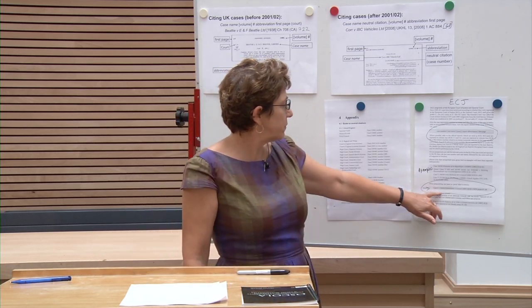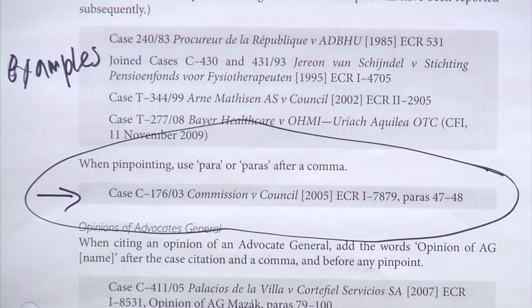So this example, C-176/03 is the 176th case going into the Court of Justice in 2003. And then after that, party names in the same way, in italics, and then the UK form of the citation, so year in square brackets, ECR for the European Court reports. You need, if it's volume 1 or 2, in Roman numerals, and the page numbers.